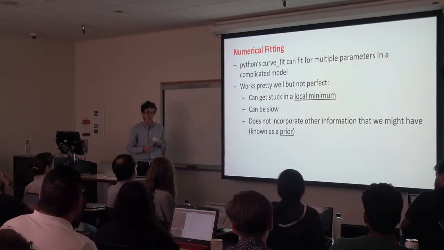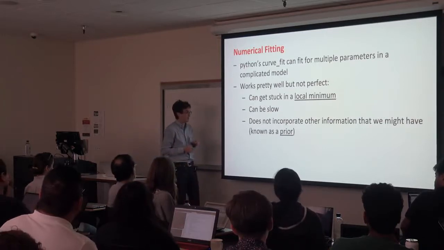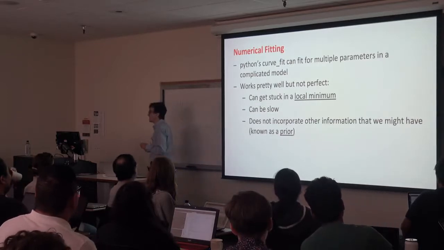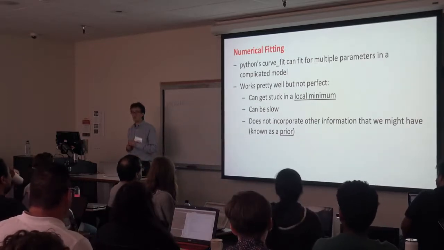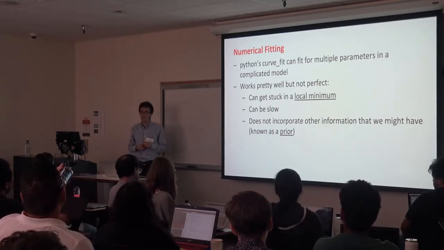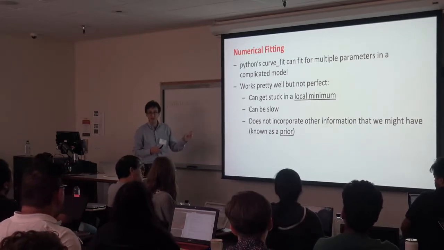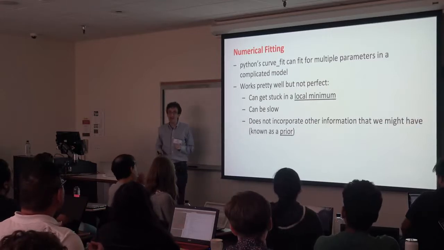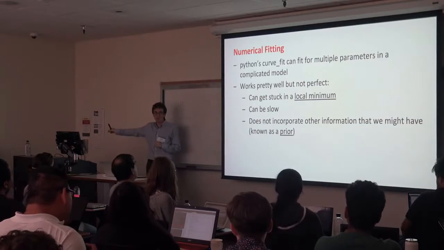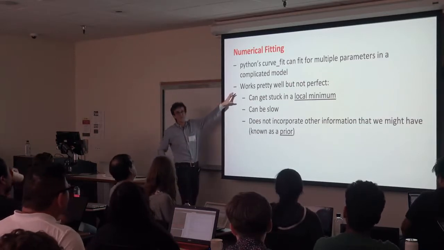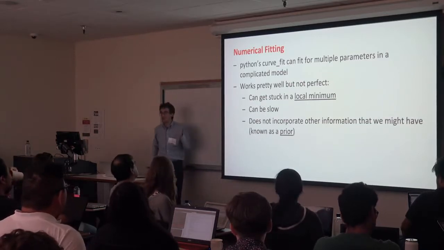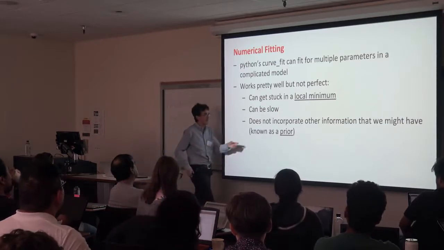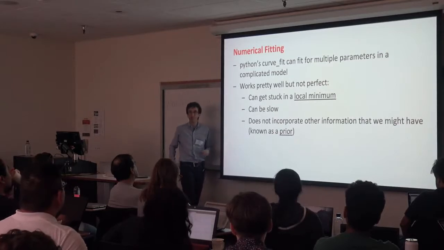It can also be slow if you have a lot of parameters, and it does not necessarily incorporate other information you might know about the parameters that you're fitting. You might know that for A, your parameter, it's more likely to be a big number than a small number. Or maybe it has to be 5 times another one. When you're doing this curve fit, you have no way to incorporate that. But in the technique we'll hopefully get to at the end, we can incorporate that. And that's what's known as a prior information.